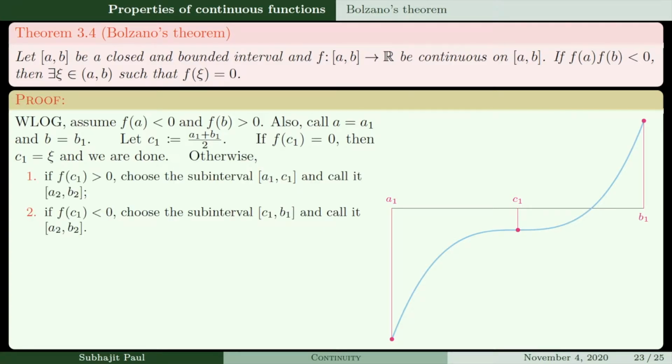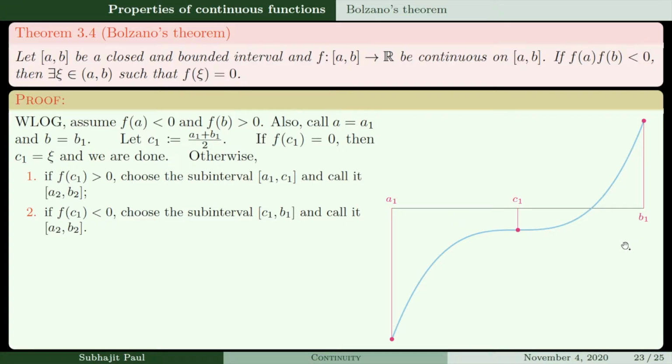Otherwise, the value at C1 can be positive or negative. Depending on that, if the functional value at C1 is positive, then we choose the subinterval A1 to C1 and discard the rest of the portion. Otherwise, as is the case in this example, if it is negative, then we choose the subinterval C1 to B1 and call it A2 B2. In that case, we discard the left subinterval, A1 to C1, and keep the subinterval C1 to B1.